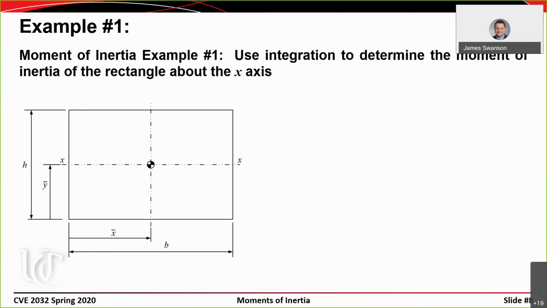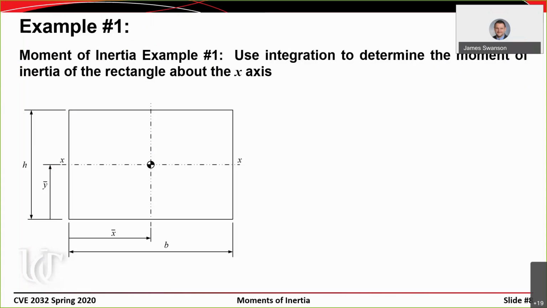All right, so this is moment of inertia example number 1. Use integration to determine the moment of inertia of the rectangle about the x-axis. One thing we should be careful about is whether the axis is a little x-axis or a big x-axis. We're going to work through this problem again in a minute, and we're going to look at a different axis. It's going to be the capital X-axis instead of the little x-axis, so that's important.